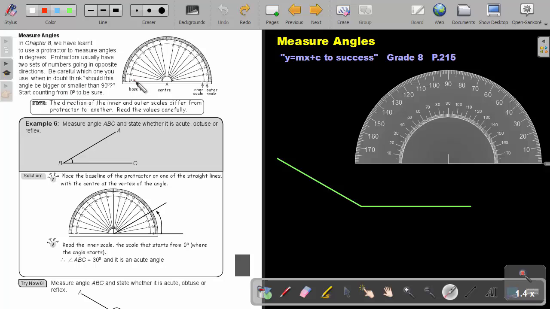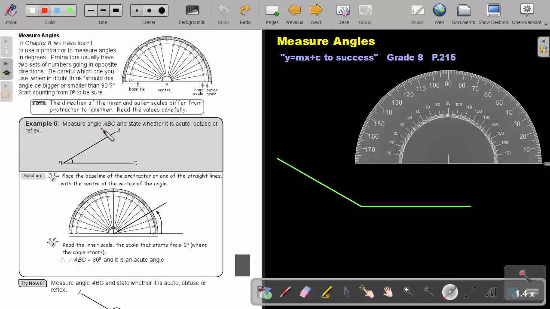So if you look, the outside one is starting with 0, and this inside one is starting on this side with 0. There is the baseline, there is the center, there's the inner scale starting here at 0, and the outer scale starting here at 0. The direction of the inner and the outer scale differ from one protractor to another. Read the values carefully.